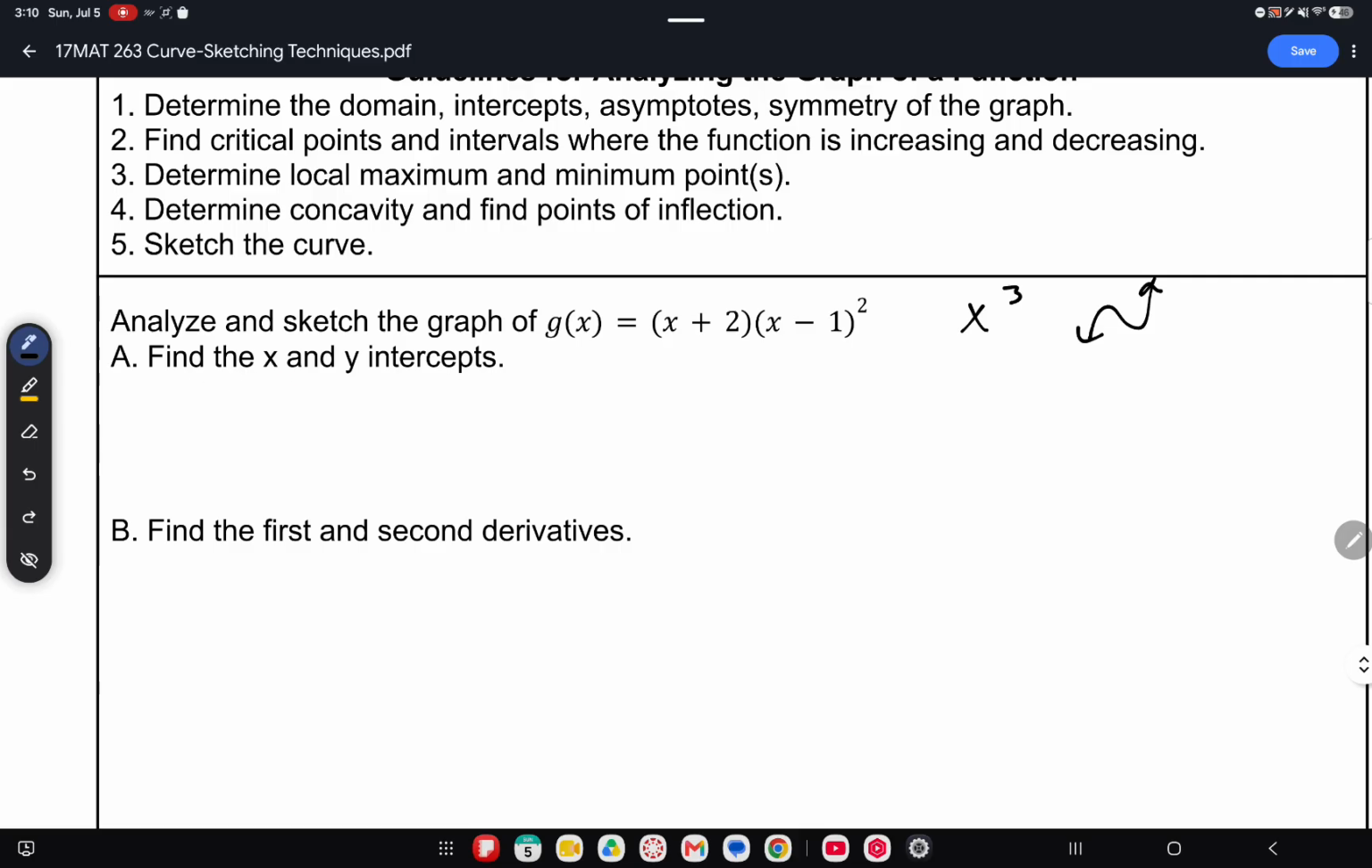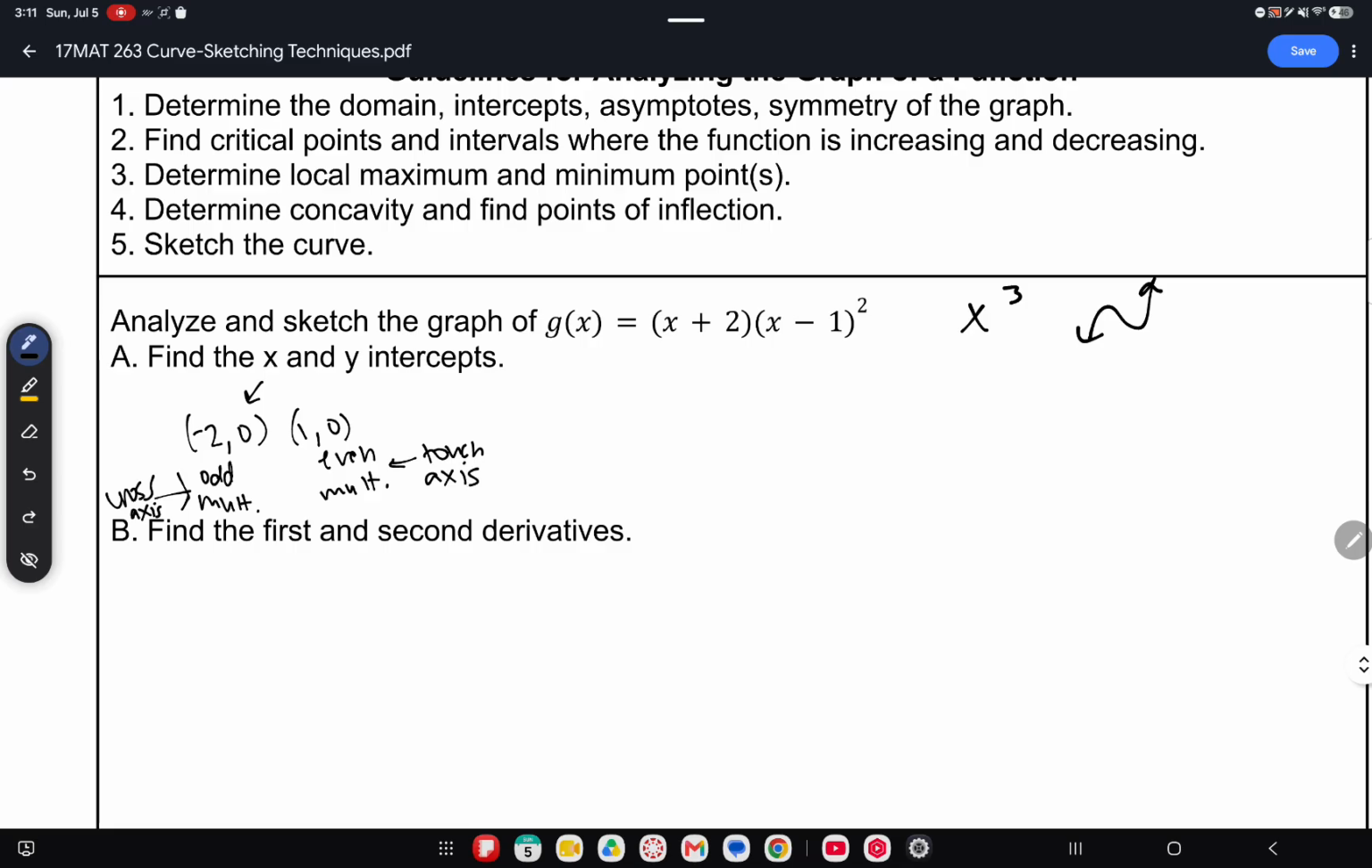So find any x and y intercepts. The x-intercepts, we are already factored completely, so the x-intercepts come from that: -2, 0, and 1, 0. And if we remember our multiplicities, this would be an odd multiplicity, and this would be an even multiplicity. So what does that tell us? Odd tells us we cross the axis. Even tells us we touch the axis.